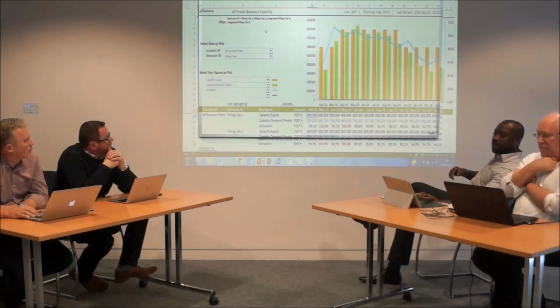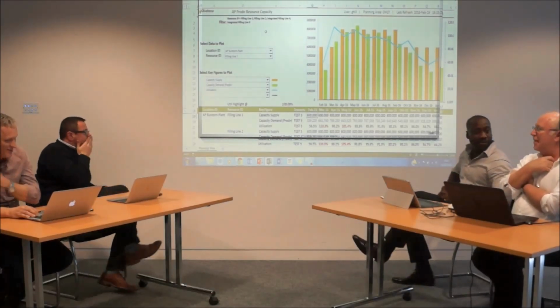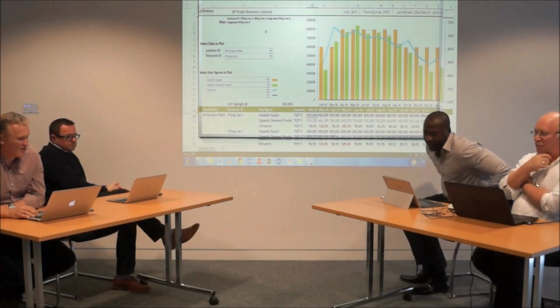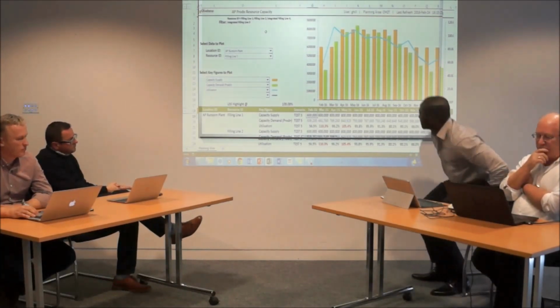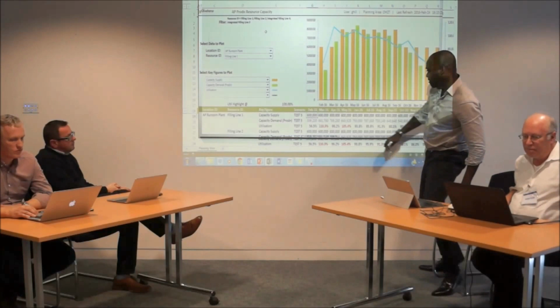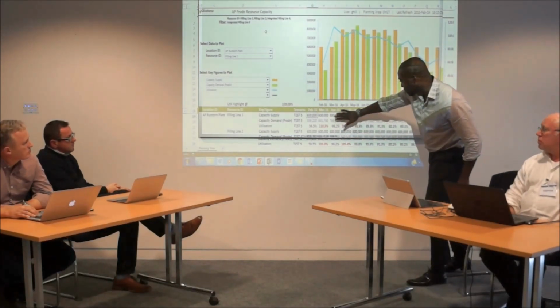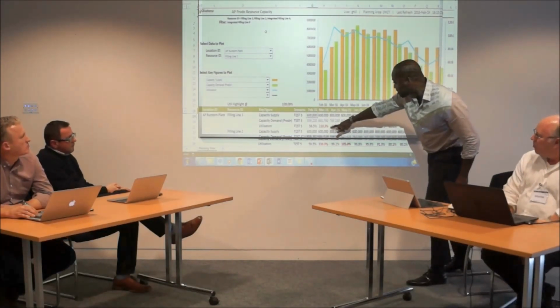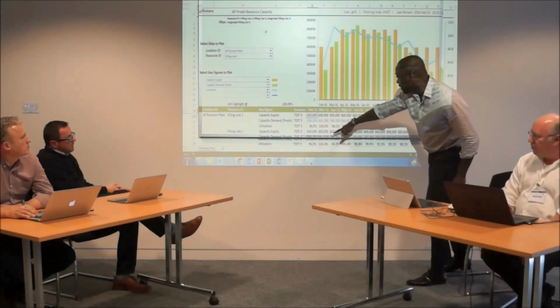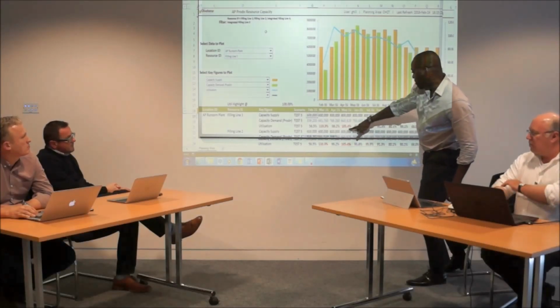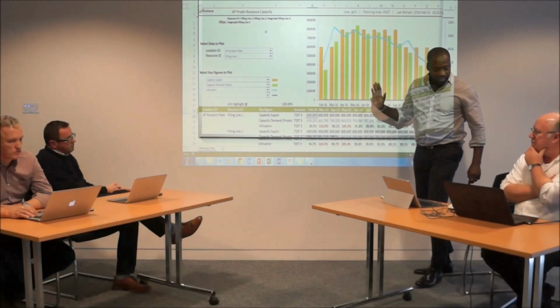Blimey, that was quick. It's much quicker than the last system. I'm very impressed. But look, looking at this plan, it's not going to work, is it? Because as I suspected, with that unconstrained plan, I'm clearly over capacity in Runcorn in March by a good 10%, and in April by another 5%. So really, it's unachievable.